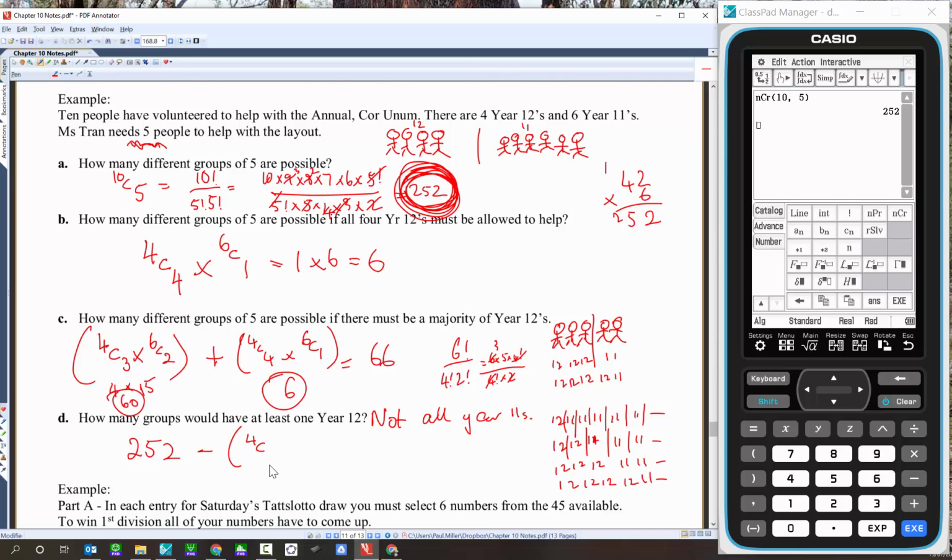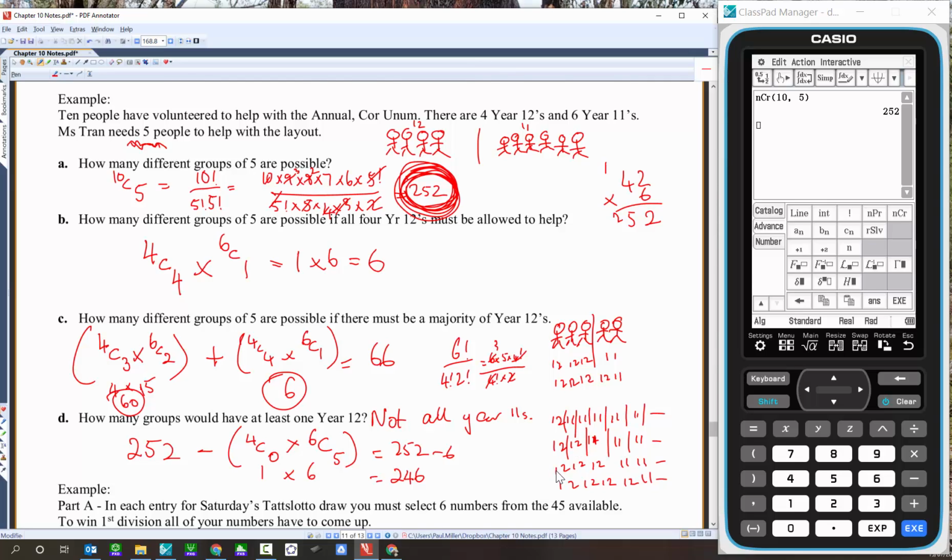all right, 4 choose 0, I'm going to choose no Year 12s from the 4, bad luck Year 12s. Multiplied by, from the 6 eager Year 11s, I'm going to choose 5. Now 4 choose 0. What are the chances of getting nothing from 4? That's just 1. 6 choose 5 is 6. So this would be 252 take away 6, which is equal to 246. Okay, if you wanted to check it out, you could do it the other way.